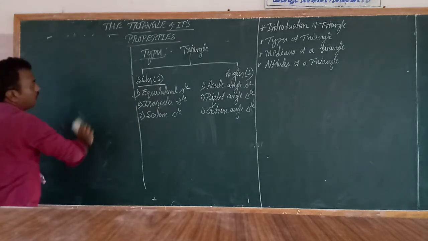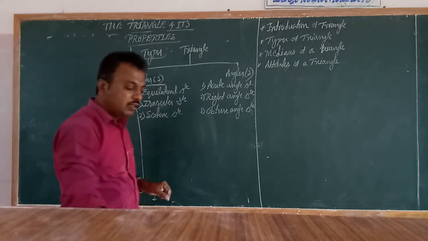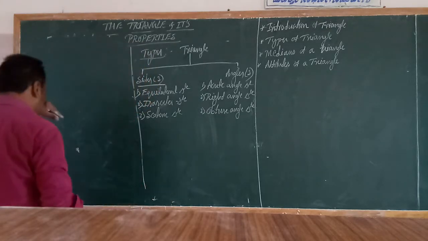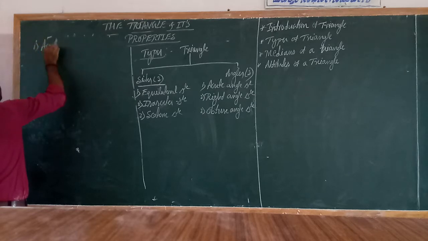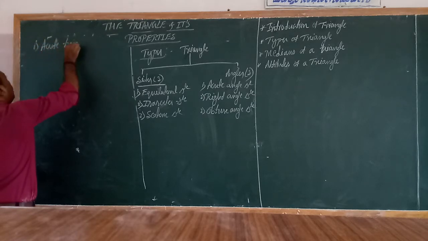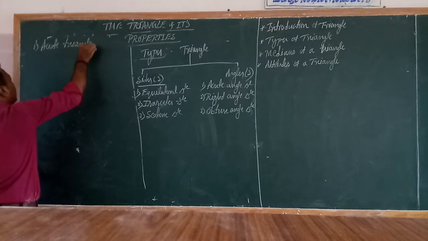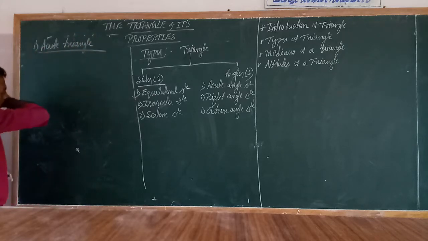Next one, students, based on angles. They are divided into three types. So one is acute angle triangle. What do you mean by acute angle triangle? What is acute triangle? Acute angle triangle. Very simple.